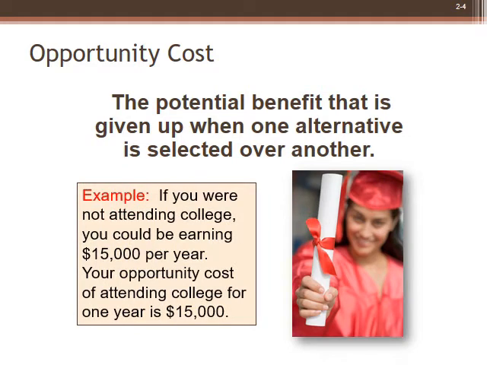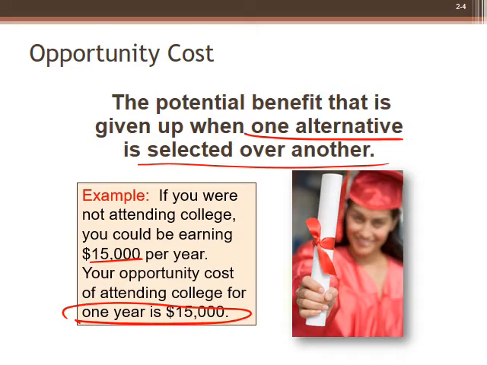The next one is opportunity cost. The potential benefit that is given up when one alternative is selected over another. So these costs are not usually entered into the accounting records, but they must be explicitly considered in all decision making. For example, if you were not attending college, you could be earning $15,000 per year. So your opportunity cost of attending the college for 1 year is $15,000.